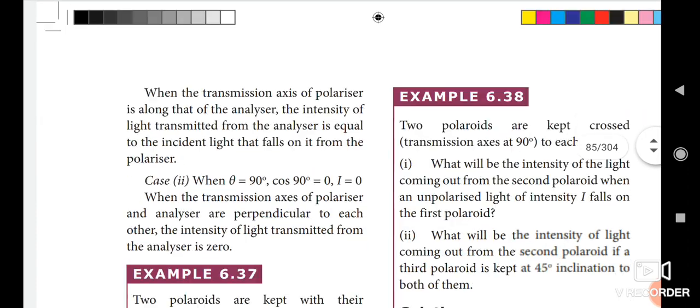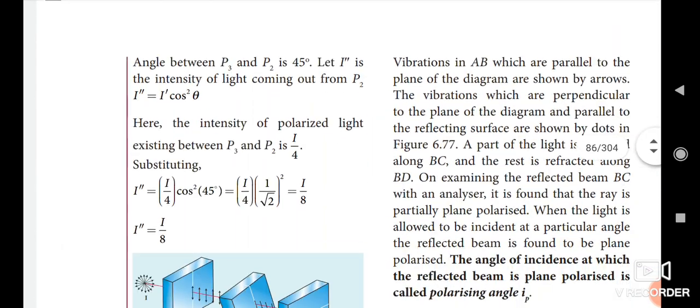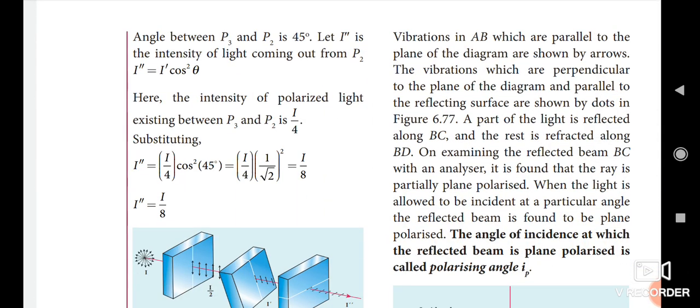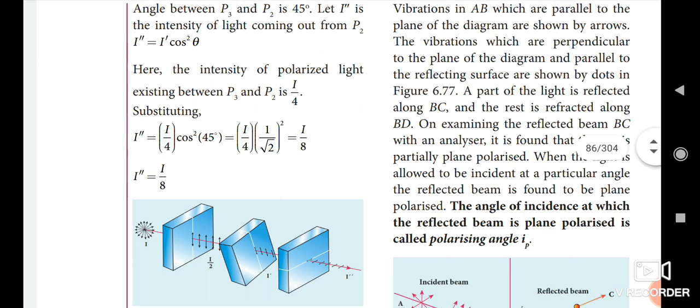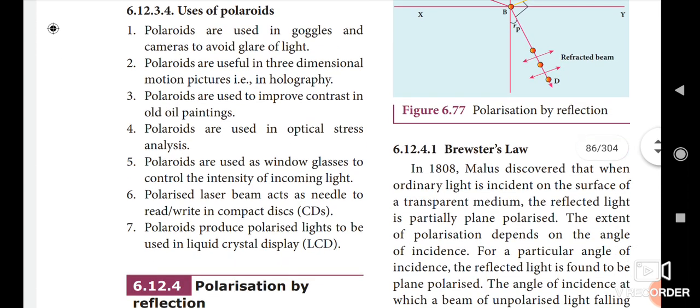Okay students, next we see about the uses of Polaroids. Take page number 84. First, Polaroids are used in goggles. What is meant by goggles? Like a mirror, and in cameras, to avoid the glare of light. Then next, Polaroids are useful in three-dimensional motion pictures, that is holography, three-dimensional motion pictures.